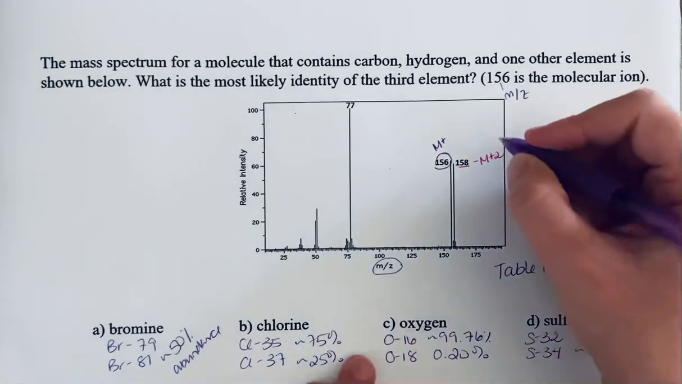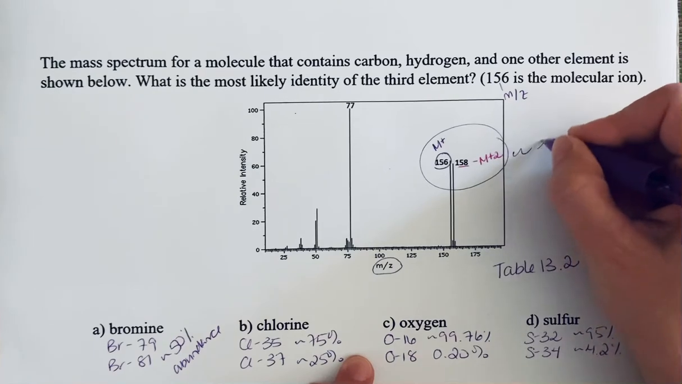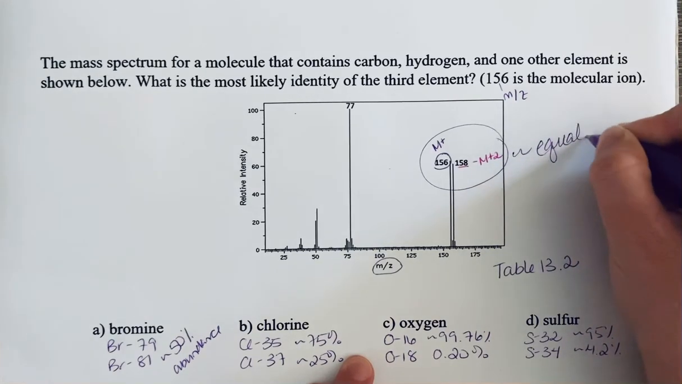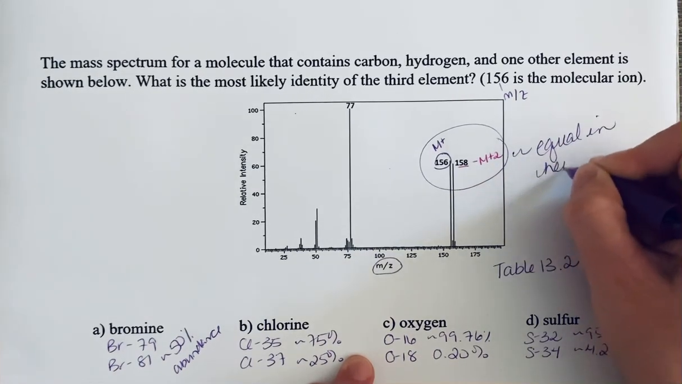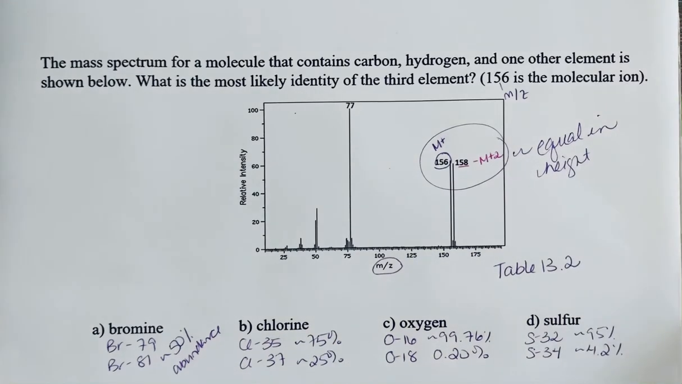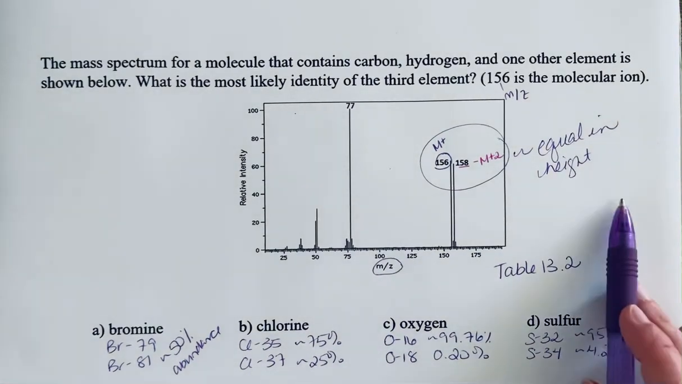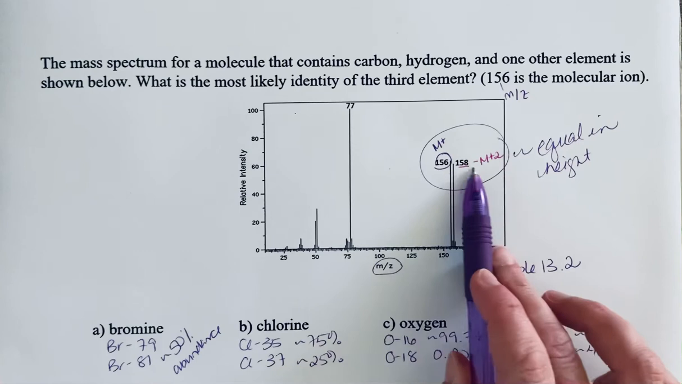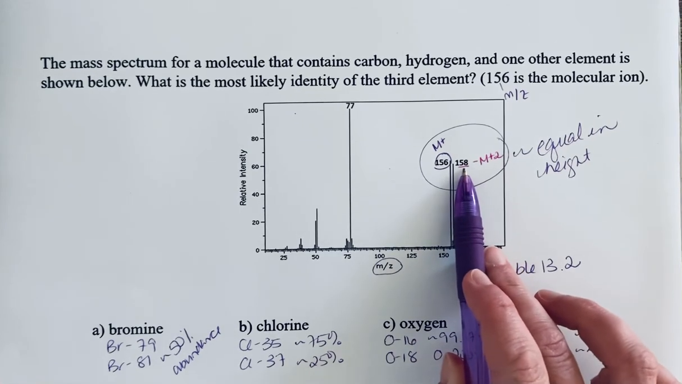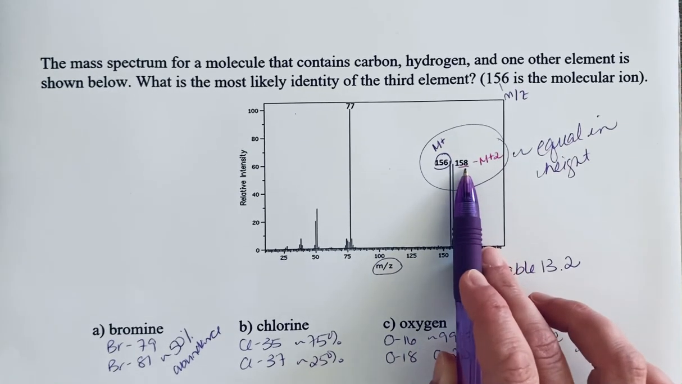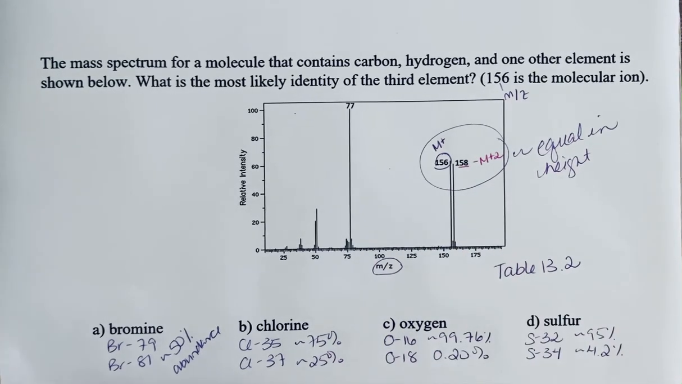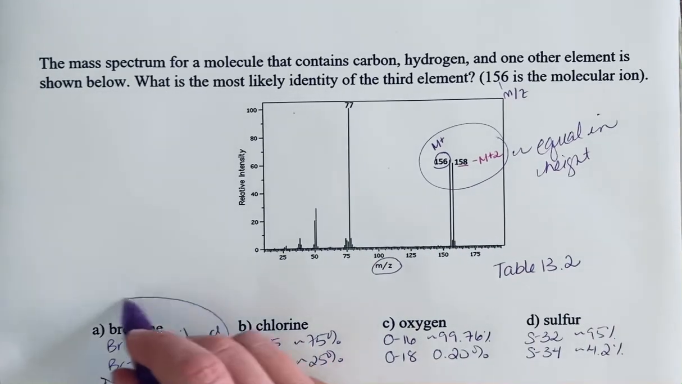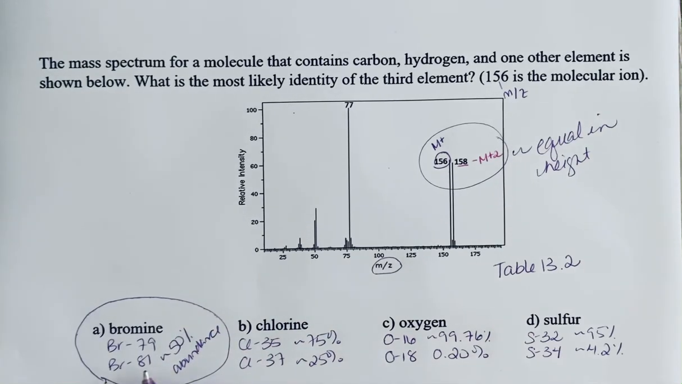So what we're seeing in our actual spectrum is that the molecular ion and the M plus 2 peak are roughly equal in height. That tells us there's about an equal chance of the molecule hitting the detector with this isotope as there is with the second isotope that is 2 mass units heavier. That's only going to happen when you have about equal amounts of those 2 isotopes. So that's what we're looking at here. We're looking at bromine.